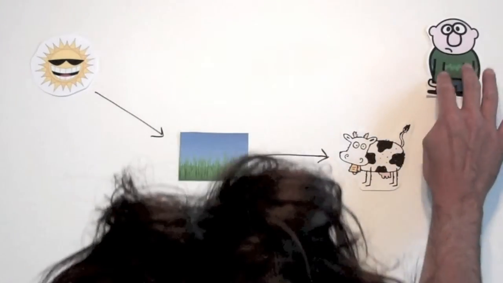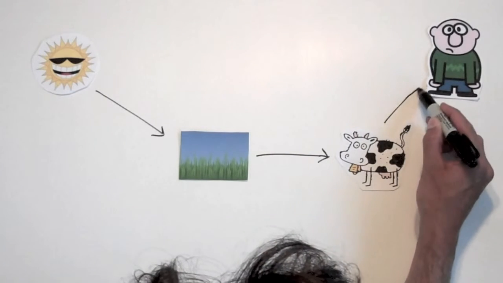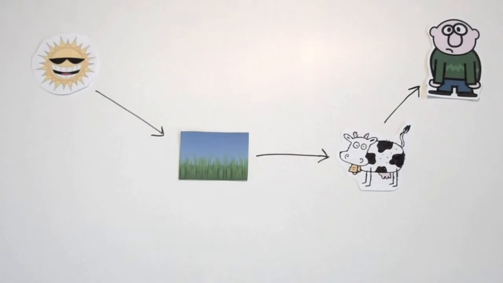Now don't forget about us humans. We need energy to survive also. So we get it from eating the cow. This is what you call a simple food chain. Energy is traveling from one organism to the other, and each organism needs the other organism in order to survive. And nothing would survive without the sun, the source of all energy in this food chain.